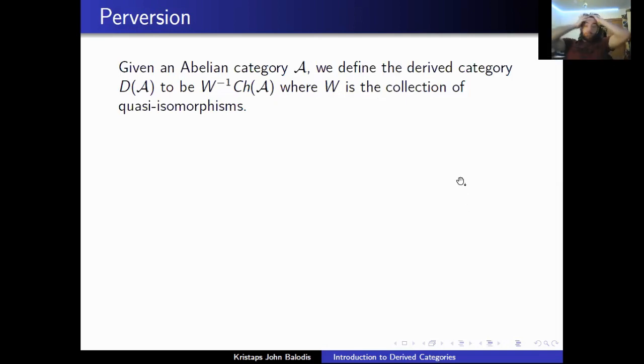Okay, so you might have noticed in the last whole chunk of time, I've been talking about categories in general, but the whole reason we started on this business is because we realized we wanted to identify quasi-isomorphic complexes of abelian categories. So finally, we come to the proper definition of a derived category. Given an abelian category A, we define the derived category of A to be this localization of the category of chain complexes of A, where W is the collection of quasi-isomorphisms.